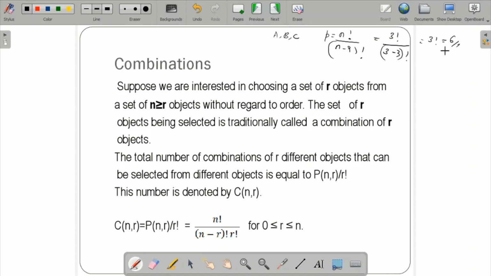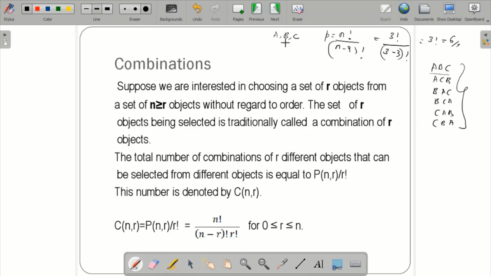So we got 6. The possible arrangements of ABC were ABC, ACB, BAC, BCA, CAB and CBA. So these were the 6 arrangements we got for permutations when we did it over there. Over there, arrangement was important: ABC arranged as ACB, again BAC, BCA, CAB, CBA.